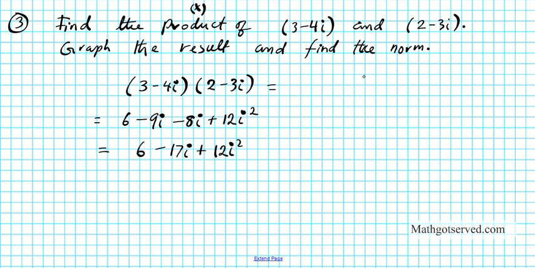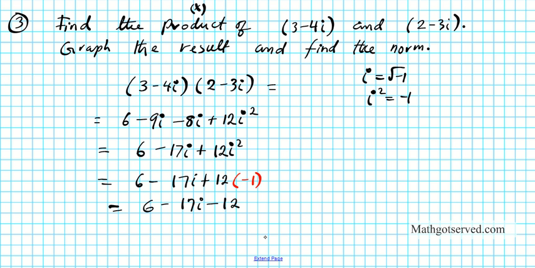So what is i squared? Remember, i is the square root of negative 1. Therefore, i squared equals negative 1. So anytime you have i squared, you have to simplify it and replace it with negative 1. Alright? So let's do that here. We're going to have 6 minus 17i plus 12 times, instead of i squared, I'm going to replace it with negative 1. Okay? Alright. Simplify further, we're going to have 6 minus 17i minus 12.